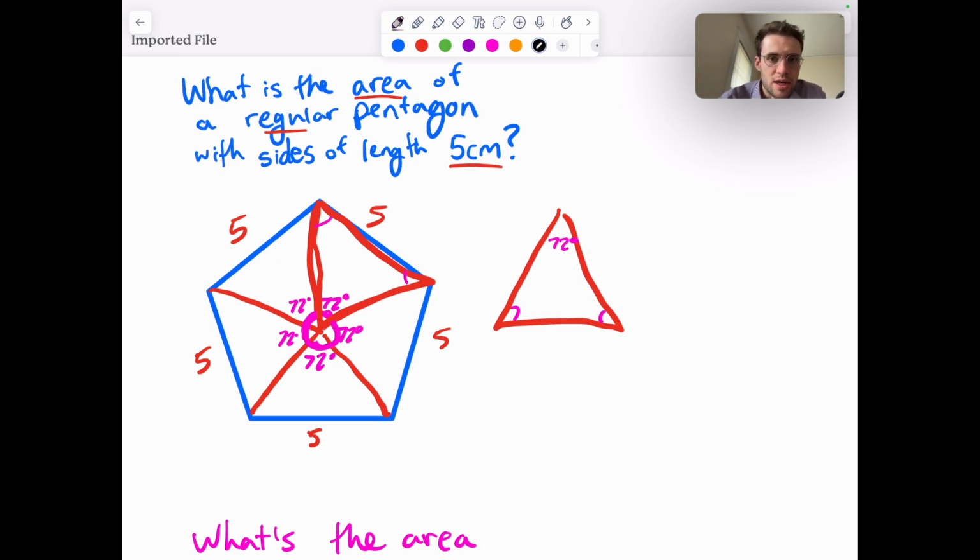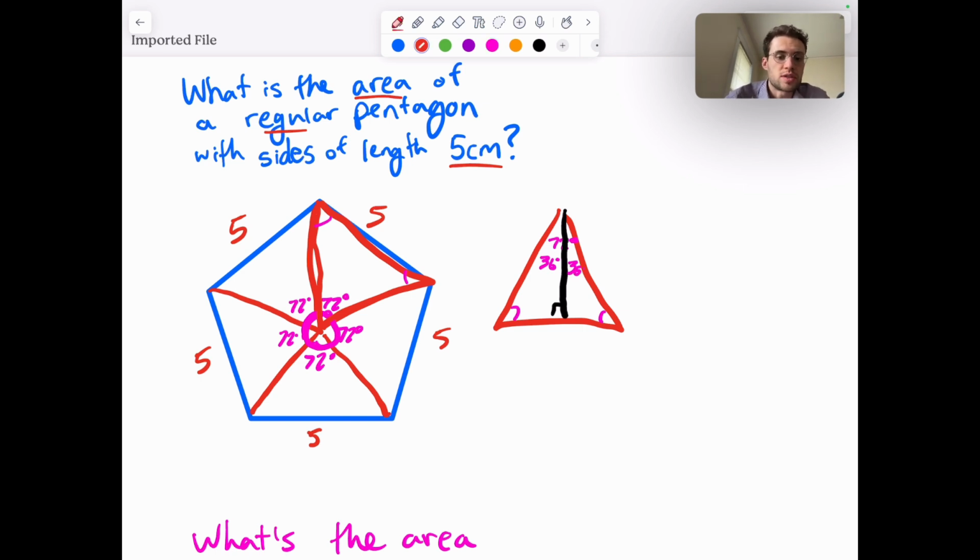And now we can drop down an altitude. So we're making a height. It has to meet it at 90 degrees. It's dividing this triangle into 2 halves, which means that 72 will get split in half. Half of 72 is 36. So we get 36 degrees here and 36 degrees here.